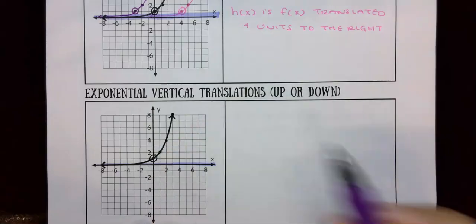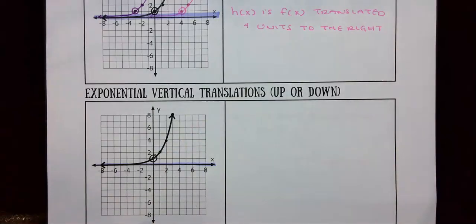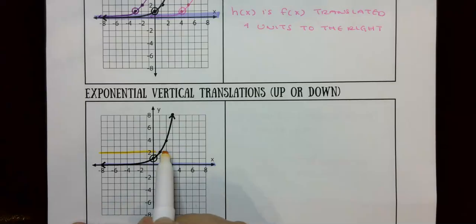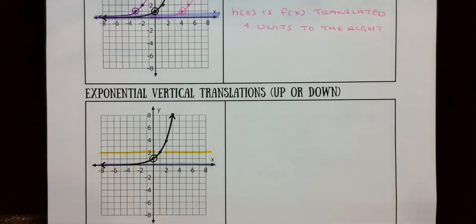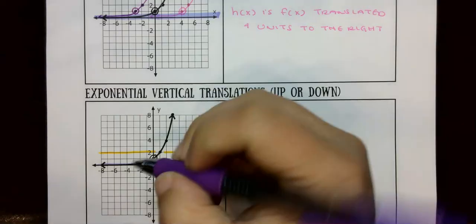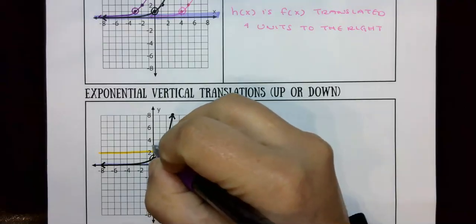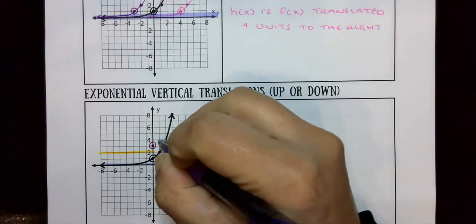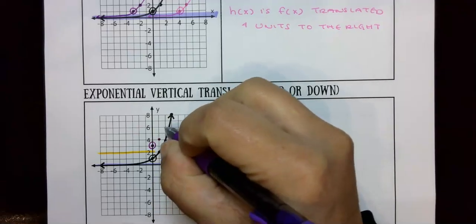So I'm going to start with the asymptote. If we're going to go up 2 units, I'm going to take this horizontal line and move it up 2 units. And so we're going to let that line guide us when we connect our dots. So from here, we're going to go up 2, 1, 2. I'm going to circle this one, up 2, up 2.